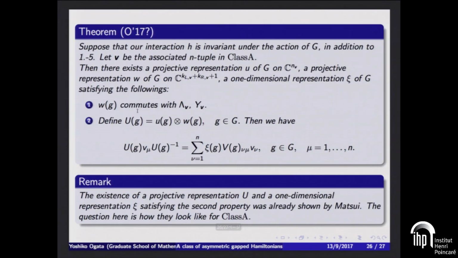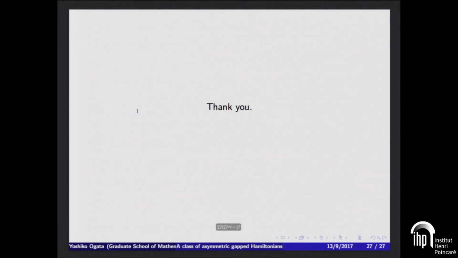So one remark is that actually the existence of projective representation U satisfying this last equality and this one-dimensional representation satisfying this equality was already shown by Matsui. And the question here is, as now we have some structure about class A, we should clarify how it's related to each other, and it turns out it's factorized like this. And you can regard this U part as acting on the bulk and this W part acting on the edge, or something like that. Okay. I still have 1 minute, but that's all I want to say. Thank you very much.